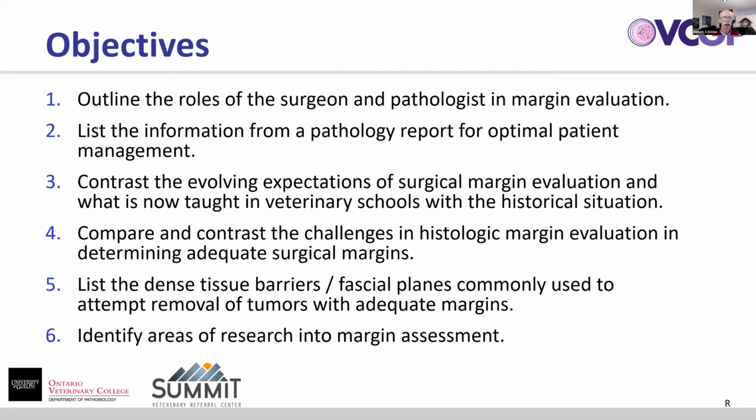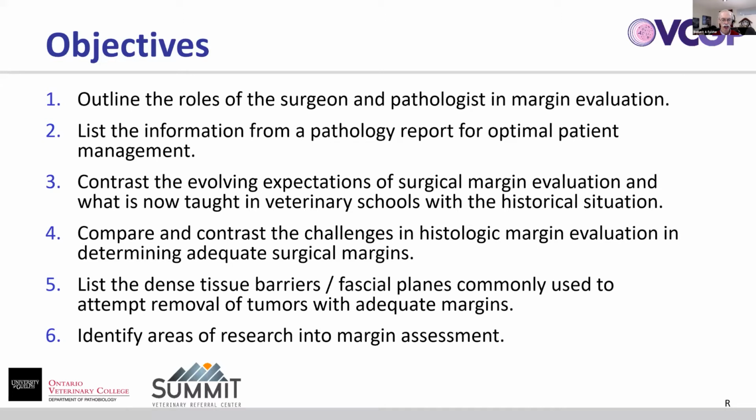So we have some objectives when it comes to this presentation, and we're going to cover these not as specific points as we go through, but we intend to cover all of these components. This is not a complete set of objectives for this whole area, but it's the ones that we're going to concentrate on, particularly the roles of the surgeon and the pathologist in margin evaluation. The information on a pathology report, particularly as it comes to margins, that is useful for optimal patient management. We want to contrast the different expectations and in some part the communications that occur.